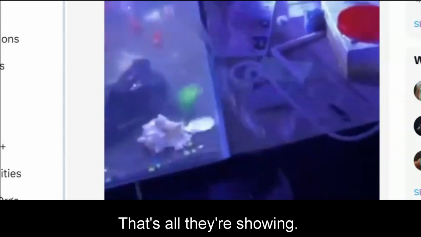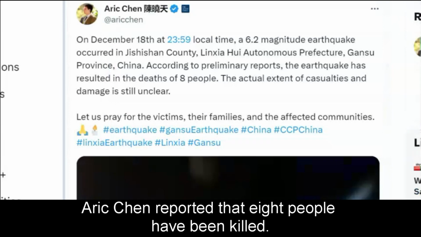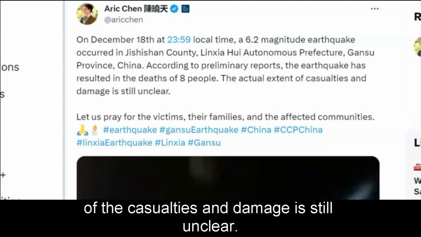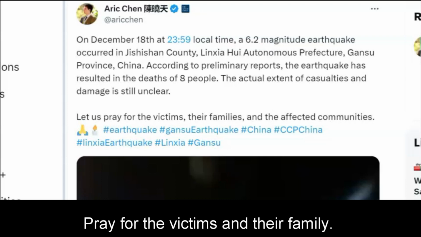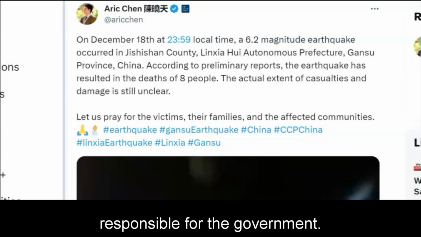What else do we have? That's all they're showing. Okay. Eric Chen reported that 8 people have been killed. The extent of the casualties and damage is still unclear. Pray for the victims and their family, definitely. We can't hold the people responsible for the government.